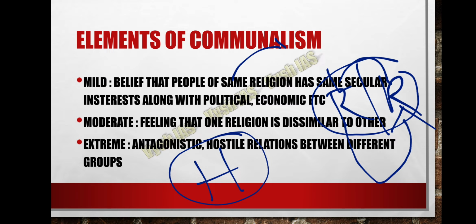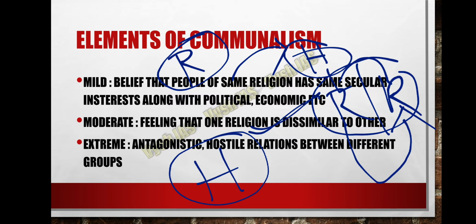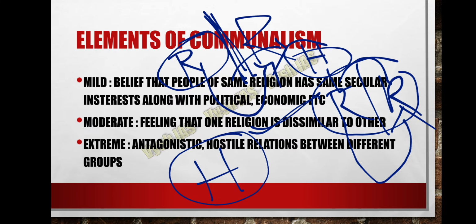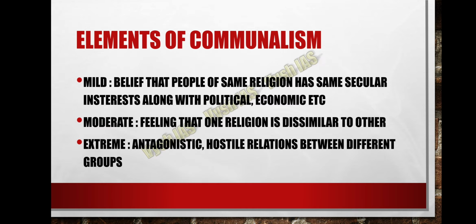In the first stage you will have harmony. You will only feel that the person belonging to the same religion as you will have secular interest like you. In the moderate phase, you will completely demarcate between different religions. In the extremist phase, along with demarcating the different religious groups, you will also include a certain kind of antagonistic relations and violence between the different religious groups. So these are the different elements of communalism.